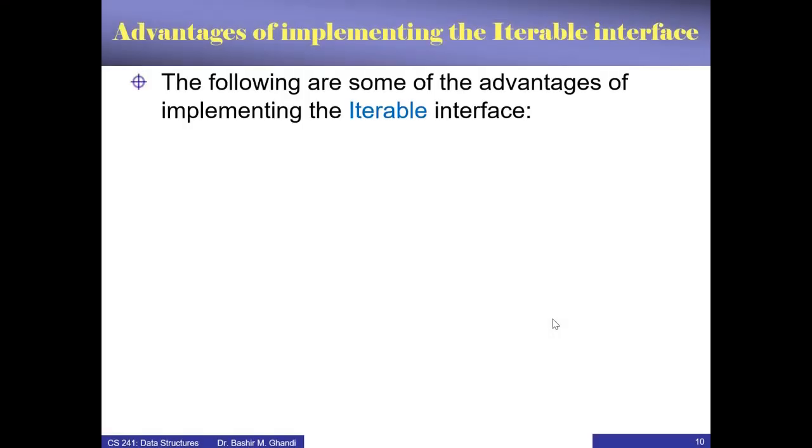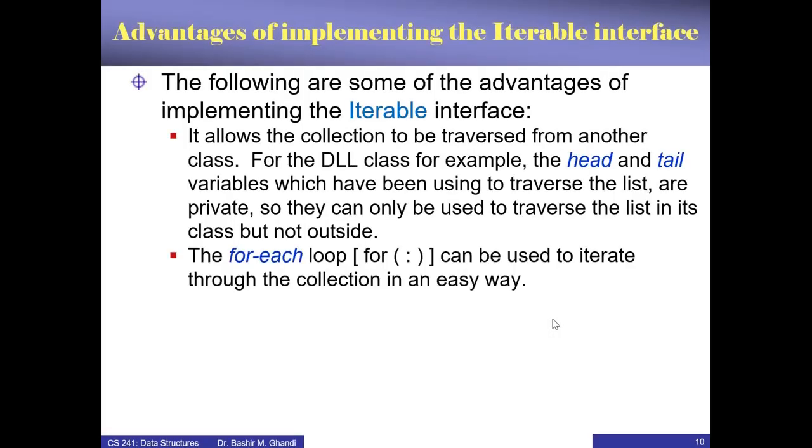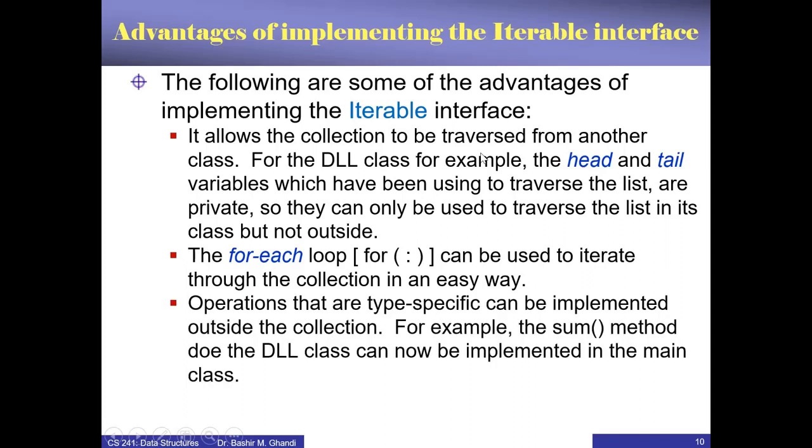Let's continue. The second advantage is that we can now use for-each, because if you don't implement Iterable, as we saw, you cannot use for-each. You may be able to use an iterator if you have it, but still you cannot use for-each unless you implement the Iterable interface. And the final point is that it allows operations that are type specific to be implemented outside the collection.